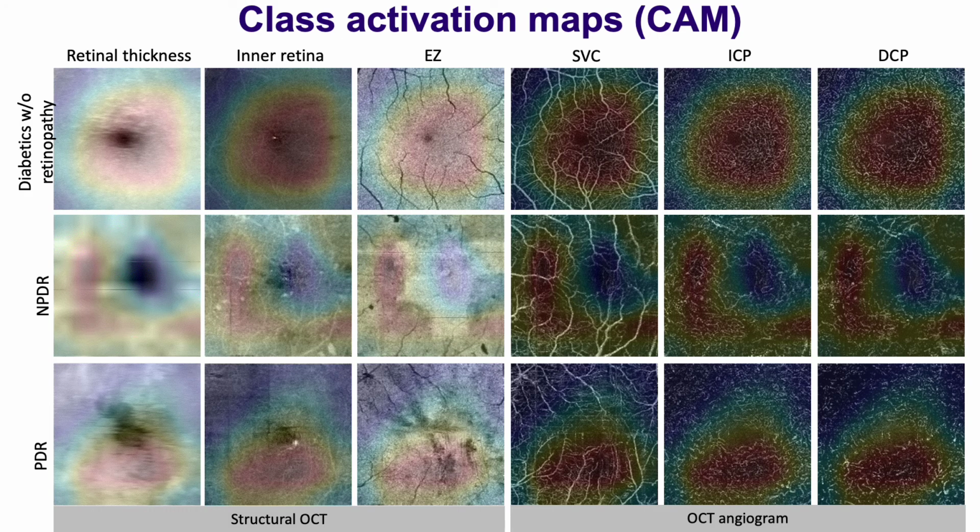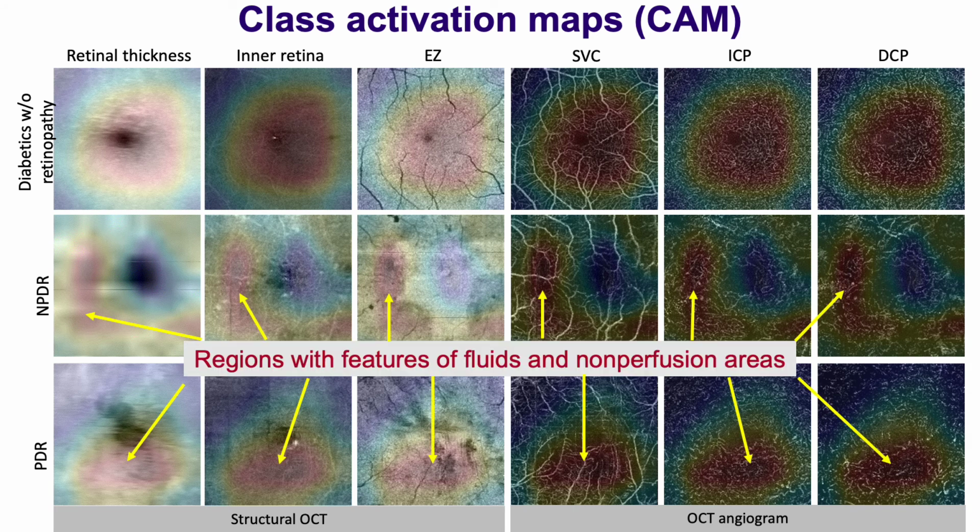This network can also produce a class activation map, which can be used to visualize features that are important for decision making. Here are the en-face images we input to the network. The heat map overlay shows the areas the network considered important for diagnosing DR in red. They are mainly the regions with features of fluid and non-perfusion areas. Class activation map can also shed light on discovering new biomarkers previously unknown to us.